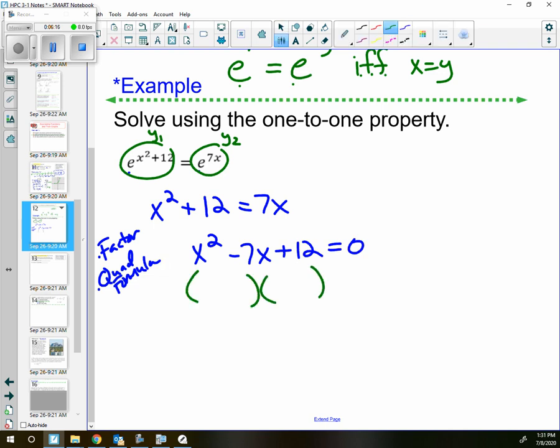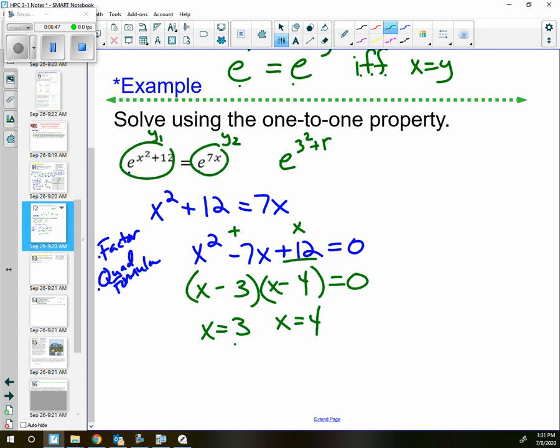Can you think of any numbers that multiply to a positive 12 that would add to a negative 7? So how about 3 and 4? The signs have to be the same since it's negative. They're both minus. So we get x equals 3 and x equals 4. Okay, so what this means is there's actually two different places where there are solutions for this graph. There's two different locations where the x's are the same. So we can definitely have more than one value for these exponential functions. So if I plugged in either 3 or 4, I would get the same answer on both sides.